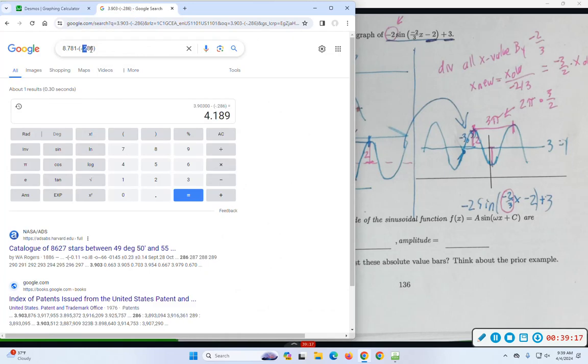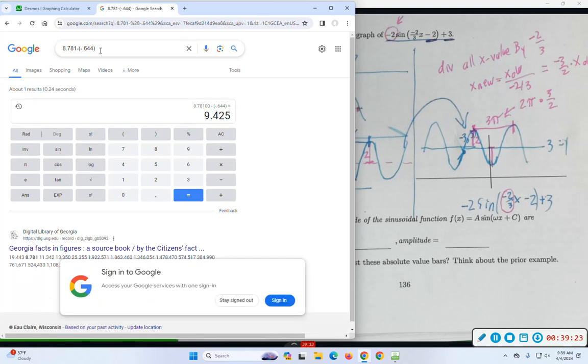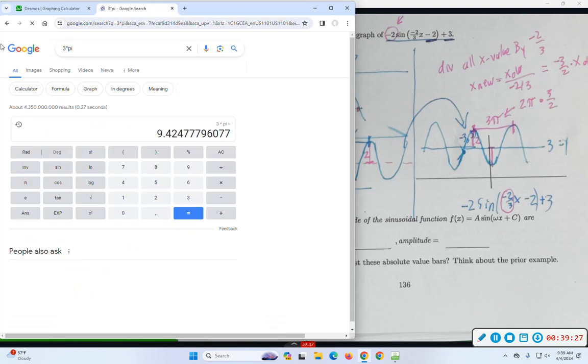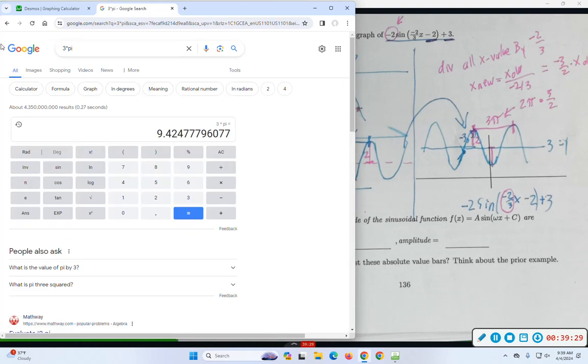-6.44. 0.644. That gives me a number. Remember that? That look like about the same number? Nice. So the period is in fact that 3 pi.